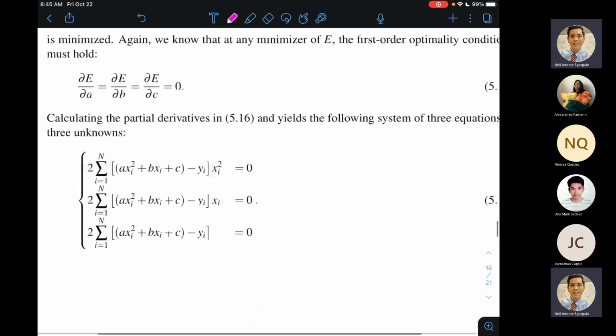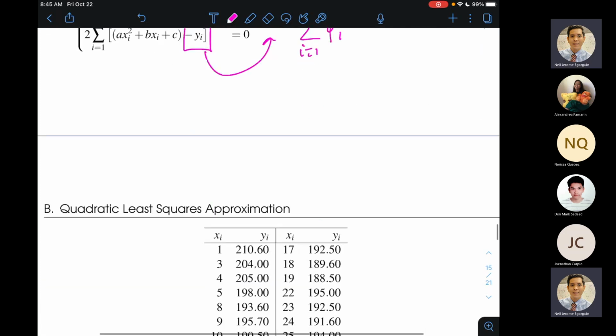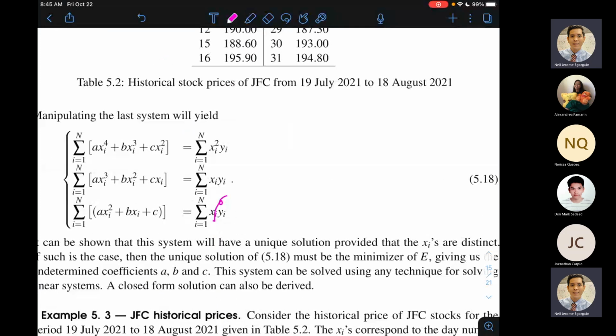Let me just double check. Yeah. So ito ay merong minus y sub i. Pag lumipat siya sa kanan, magiging, I can divide both sides by 2 first. Tapos ililipat ko sa kanan yung summation ng y sub i. Right? So kaya may typo nga dito sa 5.18. So the last right-hand side should be sum from 1 to n ng y sub i. Okay?